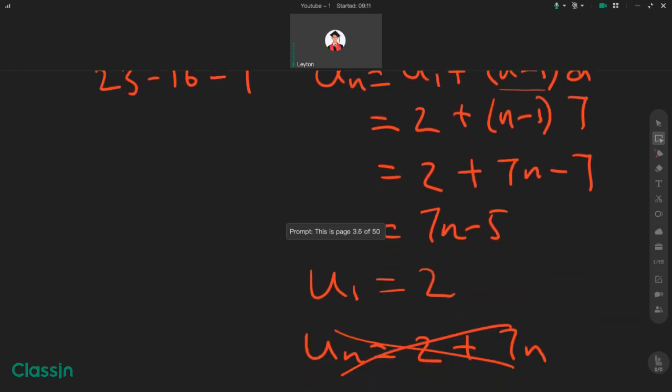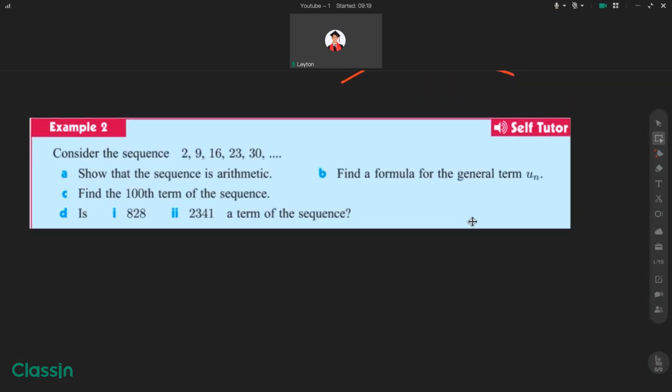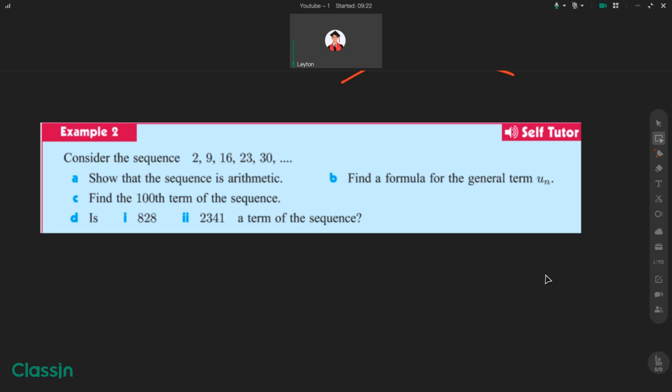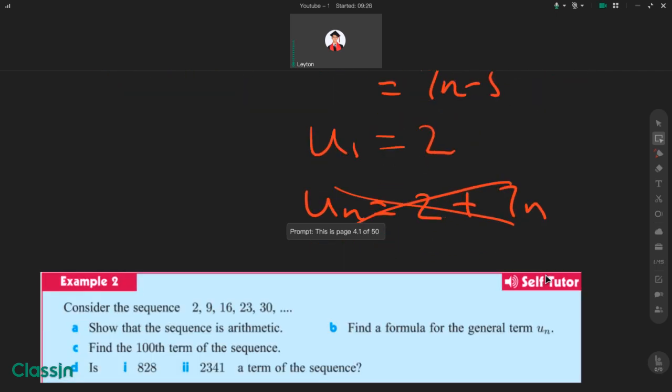All right. So that's the first two parts of this example done, but there's some more. So let's look at what else there is. We have to find the 100th term of the sequence. Well, we know that U of n is equal to 7n minus 5.